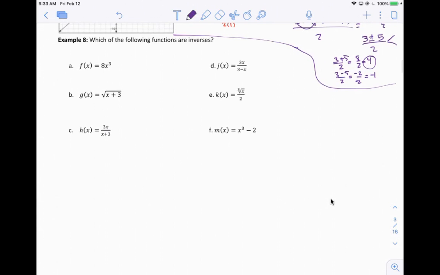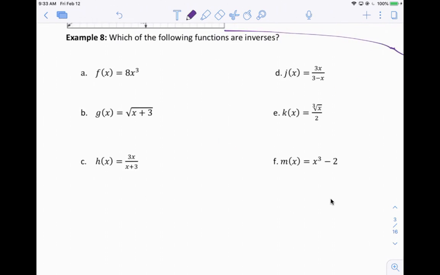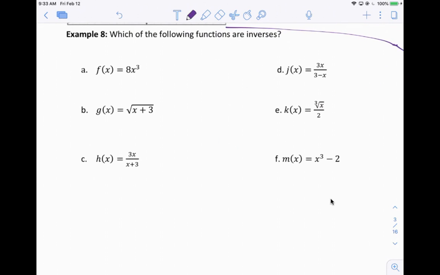Let's do one more activity with inverses. We're going to see if we can figure out whose inverse is whose, and then make some ideas about what kind of inverses you get from what. Well, if we had to take a guess here, if I had to guess which would be inverses, take a second for yourself and make a guess.